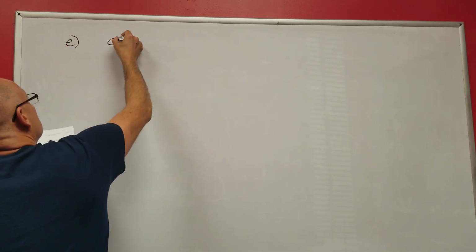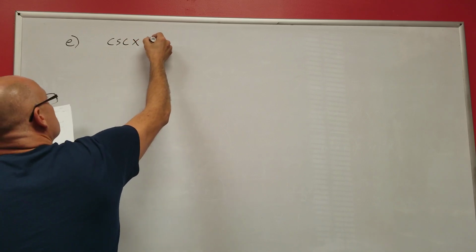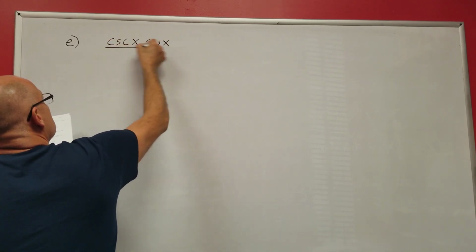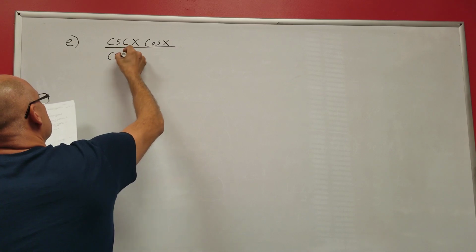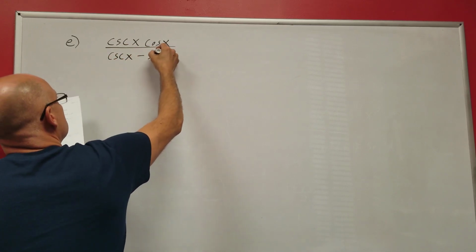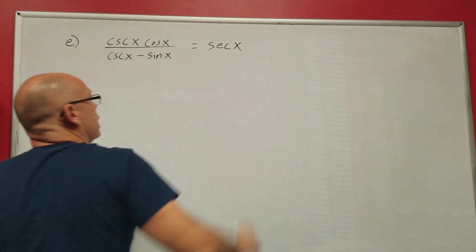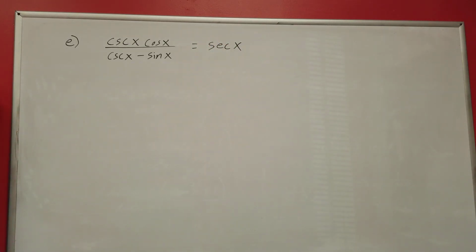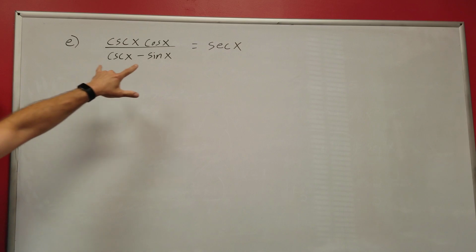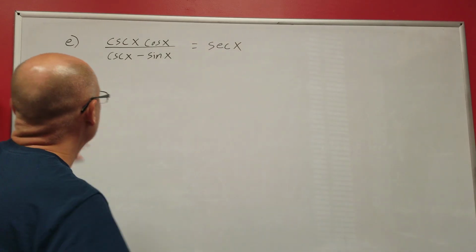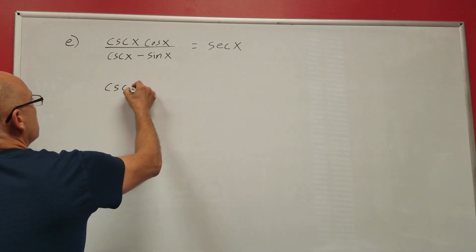E, we have cosecant of x times the cosine of x over cosecant of x minus the sine of x is equal to secant of x. So how do we verify an identity? We work with one side, make it look like the other, right? Usually, start with your more complicated side. And the reason you do that is because you have more stuff to work with. So left side's my more complicated side.